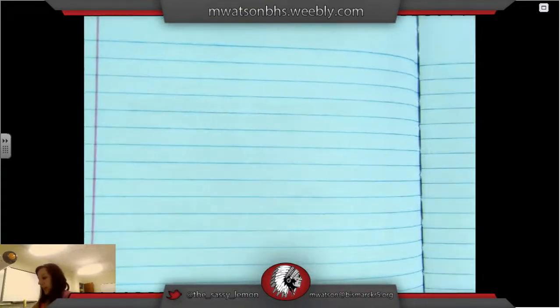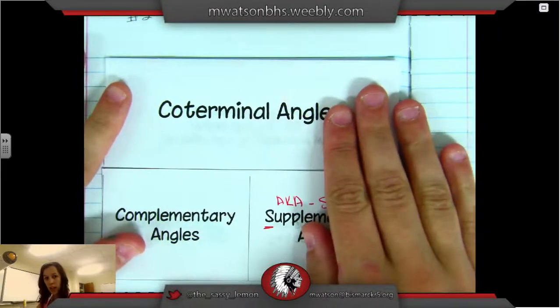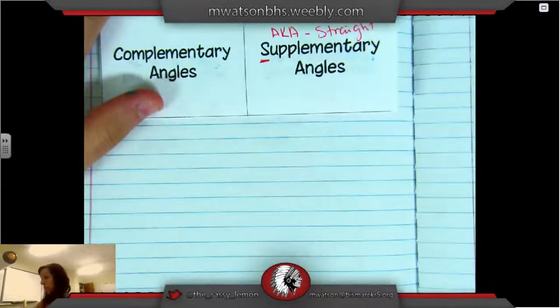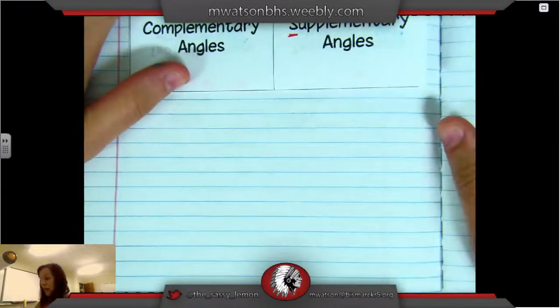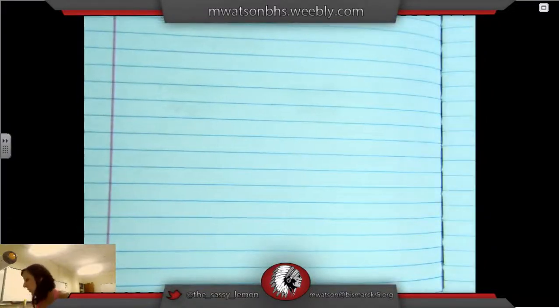So glue this in right here, wherever. If you do it on the left always, or if you do it on the right always, remember, just stay consistent. Now underneath your foldable is where we're going to do our practice problems. Leave that other page blank for tomorrow. And we're going to do 2 practice problems.